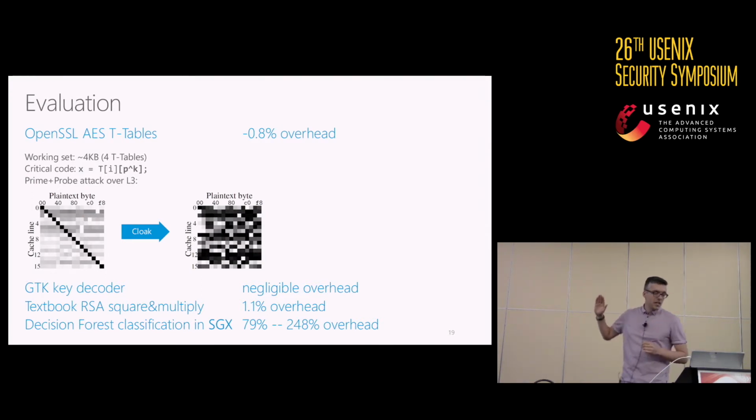On the left side, you can see a color matrix where the attacker is monitoring cache activity by the victim. And there's a clear signal that for certain plaintext bytes, certain cache lines are more active than other cache lines. And if we apply our countermeasure, then on the right side, you can see there's lots of noise. And we argue that the signal is entirely gone or mostly gone.